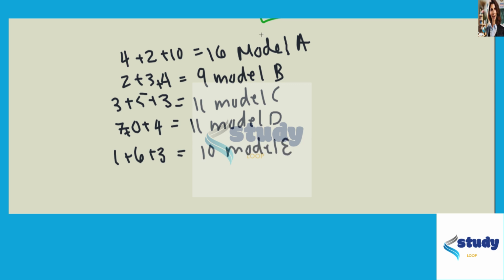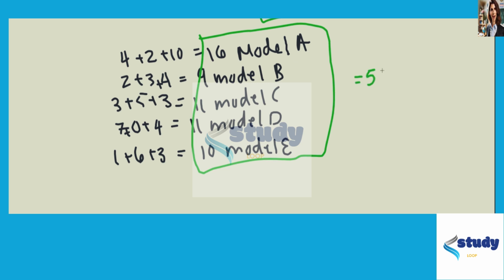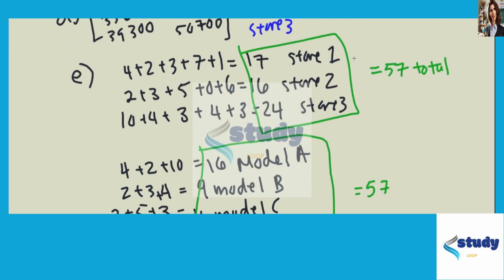Now we have all of these values, and to find the total, we can just add 16 plus 9 plus 11 plus 11 plus 10, which is equal to 57. This is exactly what we got here, which makes sense.